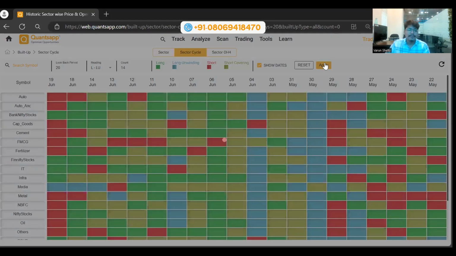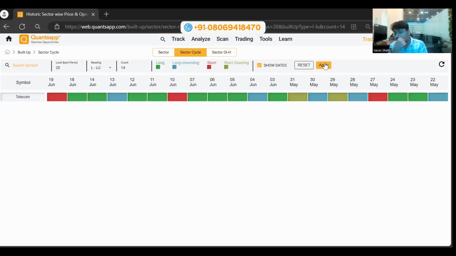I just click on apply. So as of now, I can see telecom is the only sector which is following a long and long unwinding cycle. Telecom is the only sector following a long and long unwinding cycle, which is good, right? If I look at short and short covering, and if I click on apply, for short and short covering, it is only FMCG.